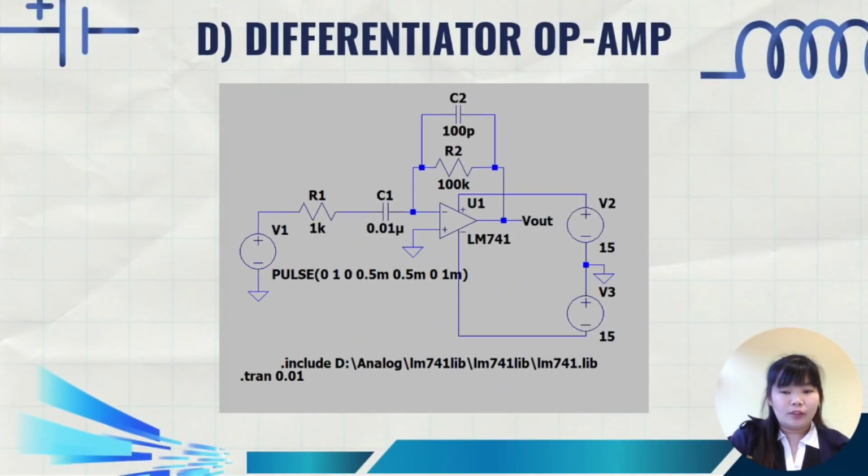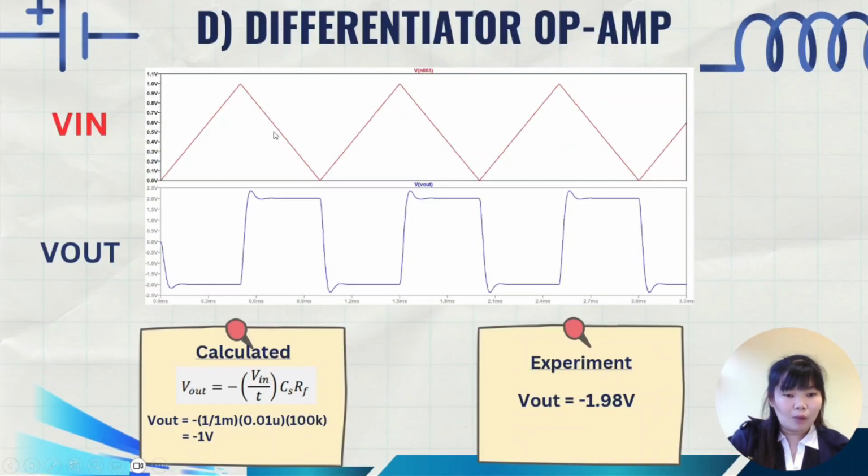Next is the differentiator op-amp. In the circuit, we use R1 of 1k ohm, and here there is a capacitor of 0.01 microfarad. For the input voltage source we use a pulse, and here we add another capacitor of 100 pF. This is the output waveform for Vin and Vout. For Vin, the waveform is like a triangular wave, and for Vout it is like a square wave.